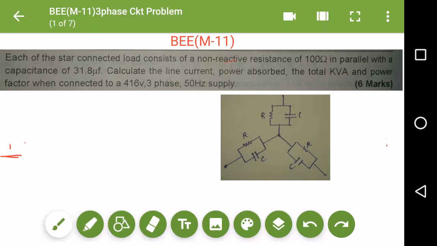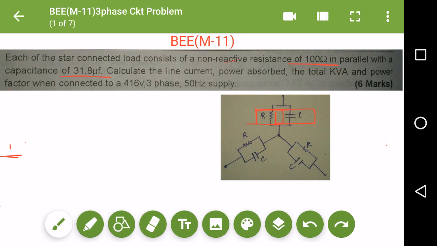Hello friends, welcome to another video. This question was asked in the May 2011 BEE paper, and the question says: each of a star connected load consists of a non-reactive resistance of 100 ohm in parallel with a capacitance of 31.8 microfarad. So you can see in our diagram, the resistance R is parallel with a capacitance C.